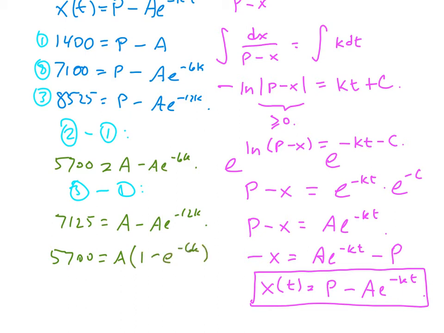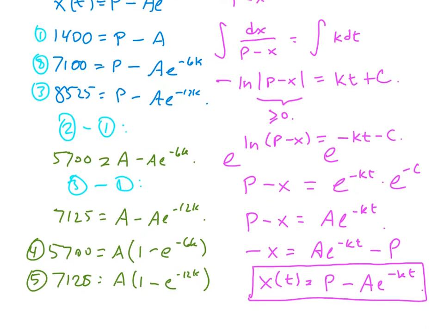Okay. So I get 5700 equals a times 1 minus e to the negative 6k. I'm going to call that equation 4. And then 7125 is a times 1 minus e to the negative 12k. All right. And then I'll call that equation 5.